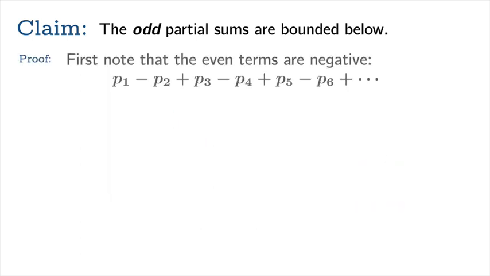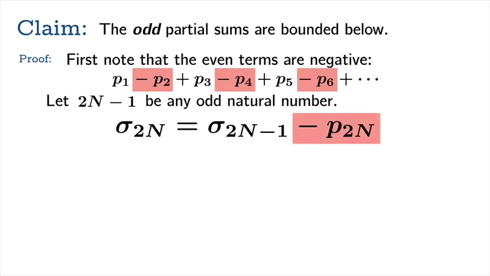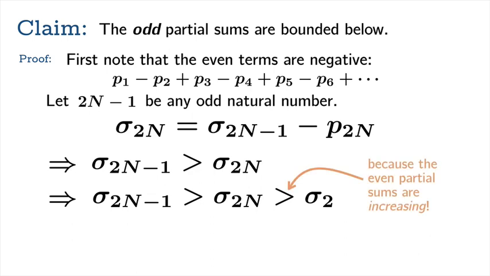We want to just show that the odd partial sums are bounded below. And so the proof looks like this. We'll notice that the even terms here are negative. We're subtracting off p sub k's. And so we'll let 2n minus 1 be any odd natural number. So when you calculate the next partial sum, sigma 2n, it would be the old partial sum, sigma 2n minus 1, minus p2n. So you're subtracting something off, and that means sigma 2n minus 1 has to be larger than sigma 2n. But then sigma 2n has to be greater than sigma 2. And that's because the sequence of even partial sums is increasing.